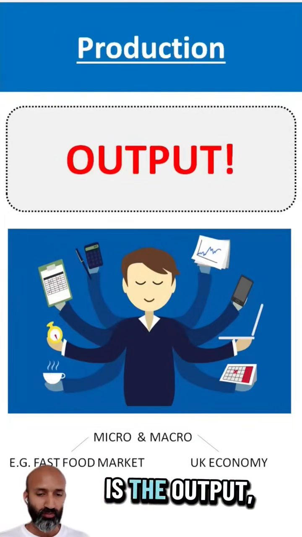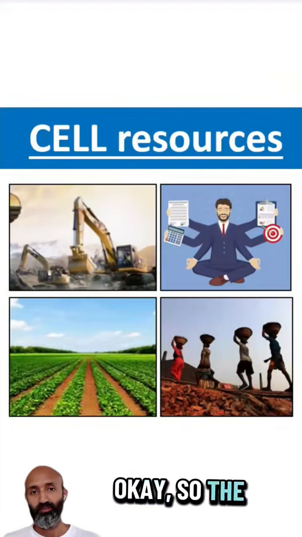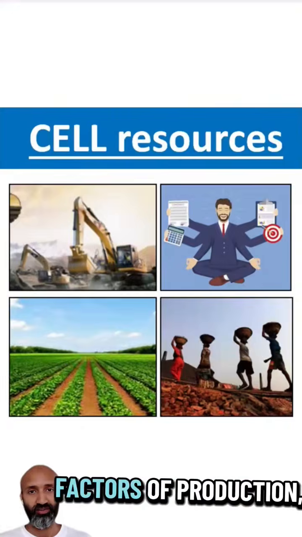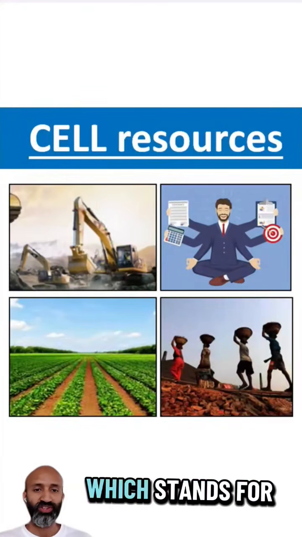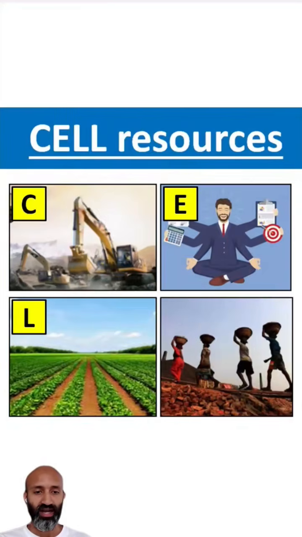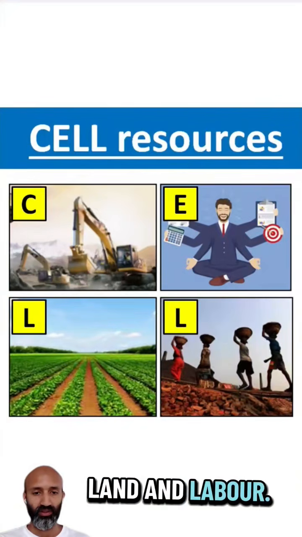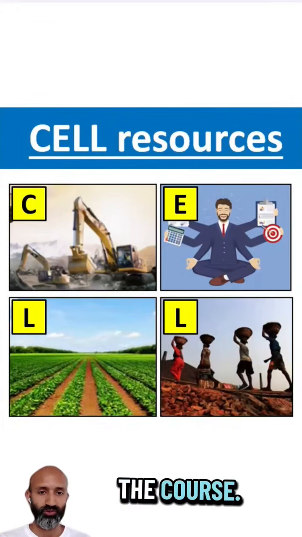So if that is the output, then what is the input? Okay, so the input is what we call the factors of production, also known as the CELL resources, which stands for capital, enterprise, land, and labor. The factors of production is quite an important concept that you will be using throughout the course.